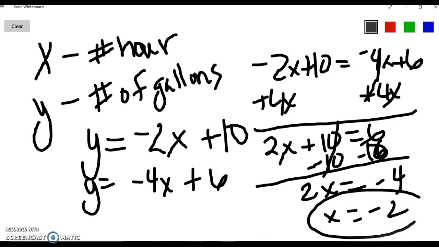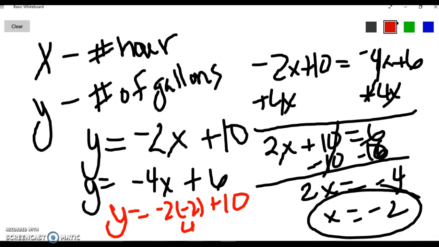But I see already my hours are negative. I can't have negative hours. Can't go back in time. But for those who want to see how I plug it in, I get 4 plus 10, which is 14. So the number of gallons is 14. Again, I can't have negative hours, so this is an impossible solution. And I hope that this helps.